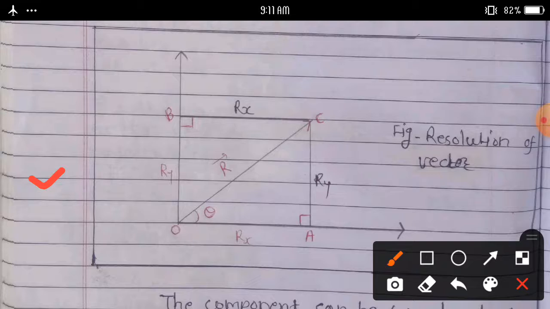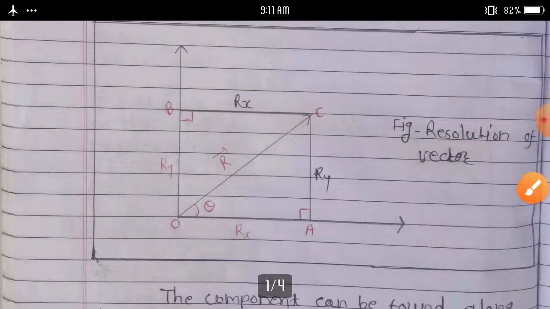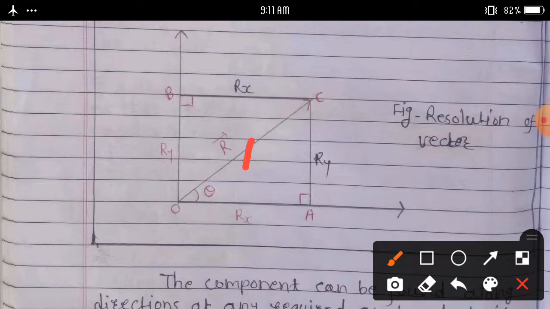Consider a vector R bar. We represent this as OC bar originating from the origin of the rectangular coordinate system, as shown in the figure. Draw a perpendicular from C that meets the x-axis at A and the y-axis at B.